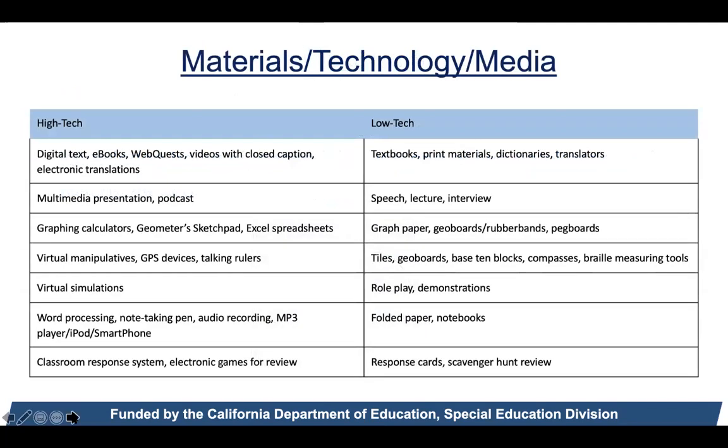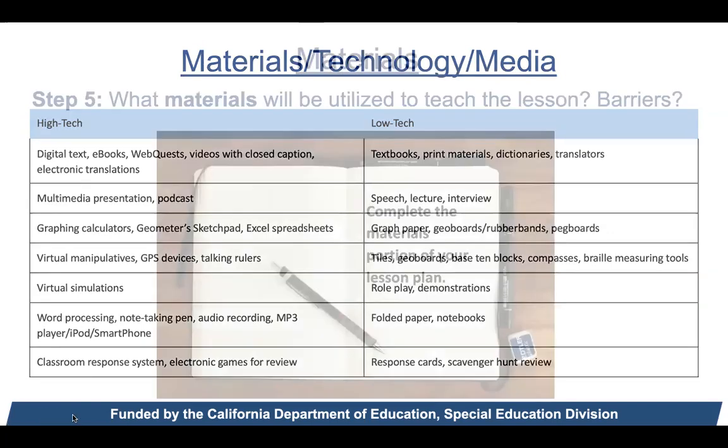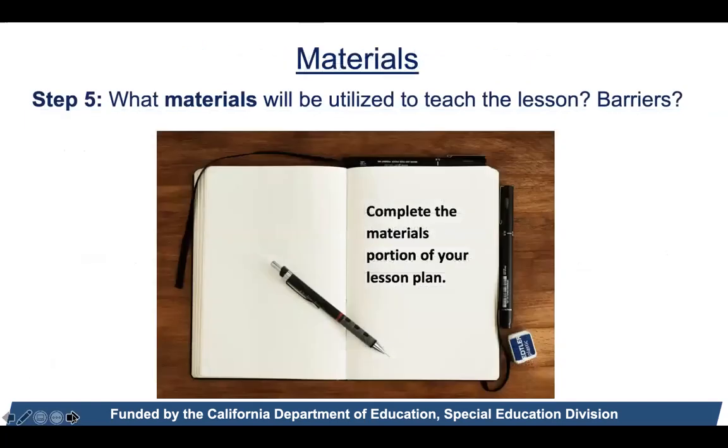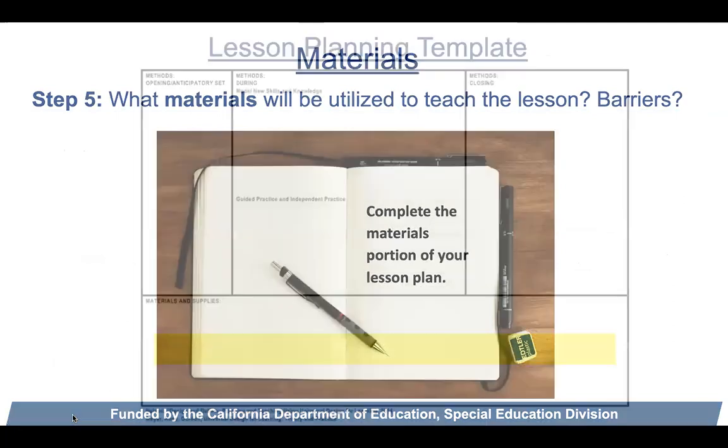So just a couple examples of high-tech materials and low-tech materials. When we address universal design for learning, sometimes we go straight into the technology that's needed. In many cases, it's the low-tech technology and materials that are most effective for students. And on your lesson planning template, complete the materials portion of your lesson plan.